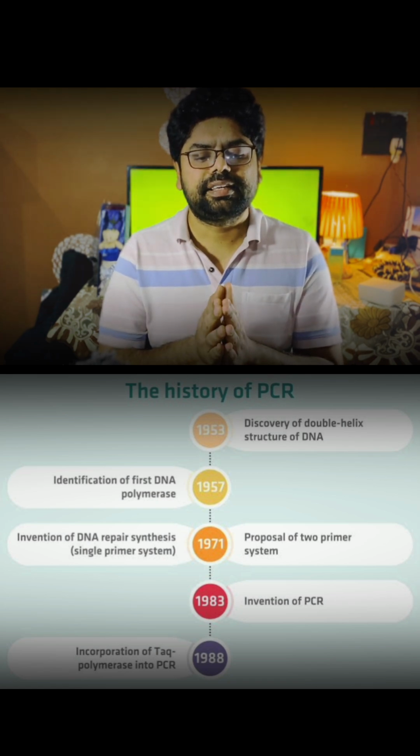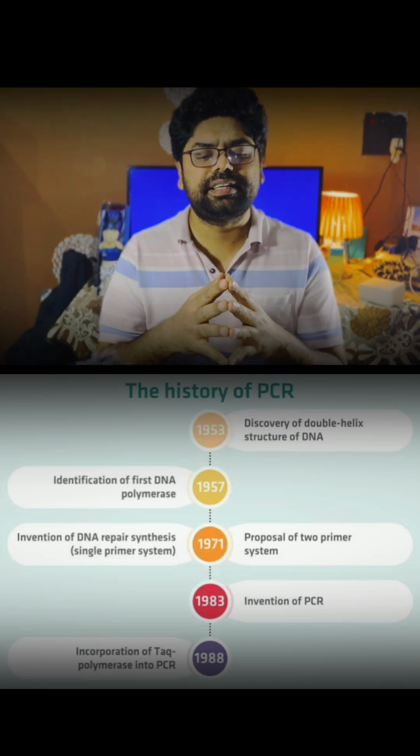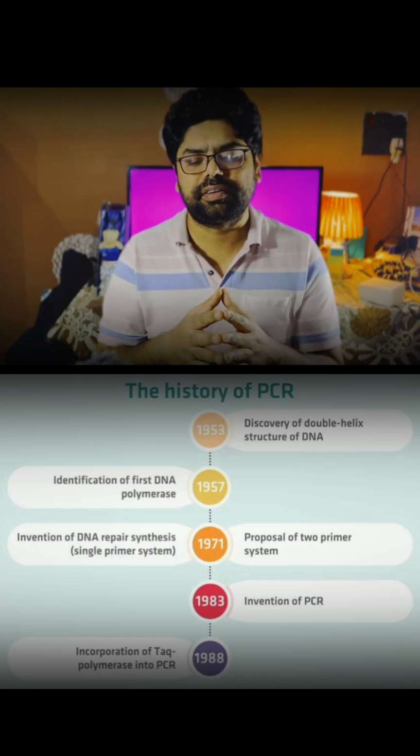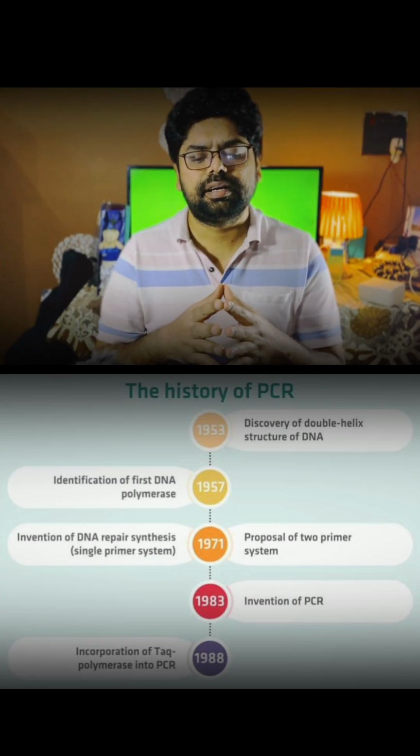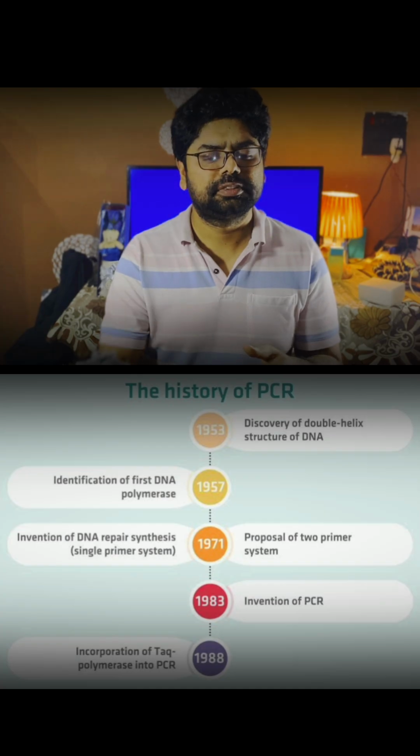In 1985, Mr. Cycler was invented. And in 1986, purified Taq polymerase was first used in the PCR reaction. In 1988, Perkin Elmer introduced the automated thermocycler.